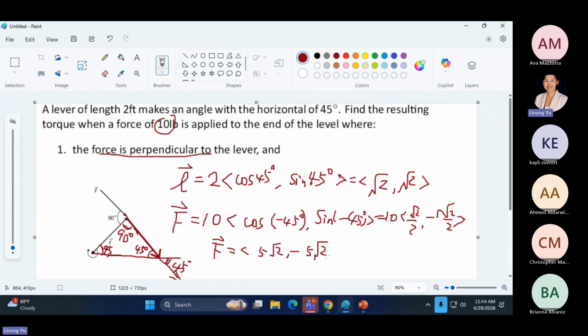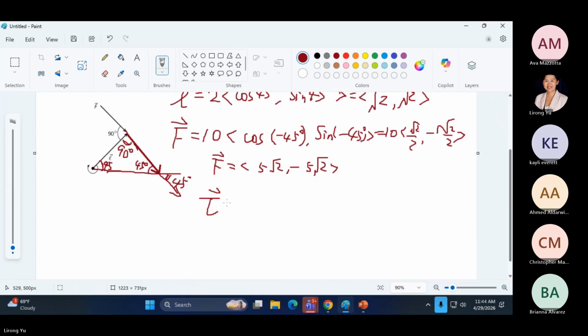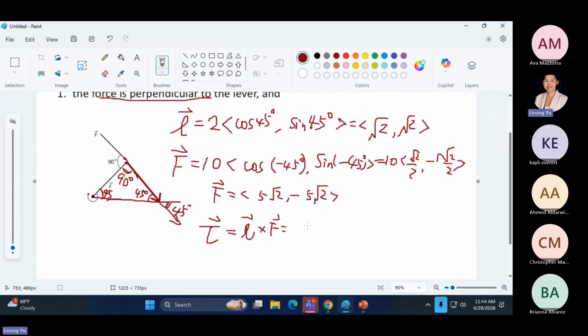So now we're ready to do the cross product calculation, and we want to calculate the torque. It's a vector that's calculated by L cross F. All right, and what we have is root 2 and root 2 for the L, and then the force is 5 root 2 and negative 5 root 2. And then remember, we won't be able to calculate cross products if we only have 2-dimensional vectors. So then we have to make it into 3-dimensional. Add 0. Add another 0.